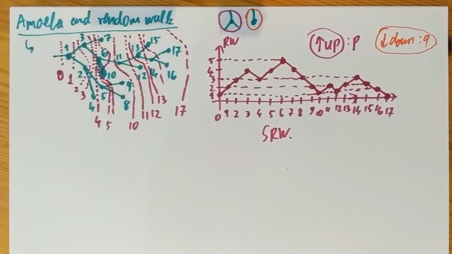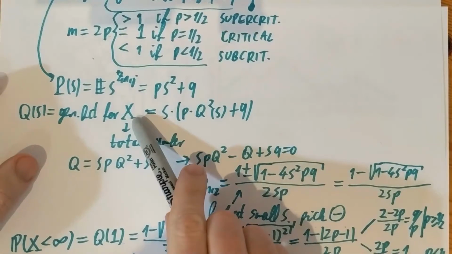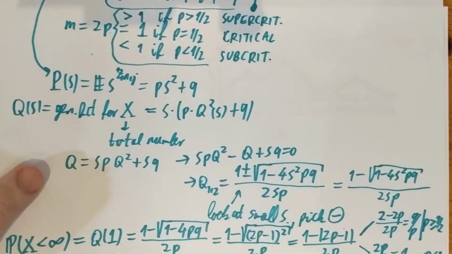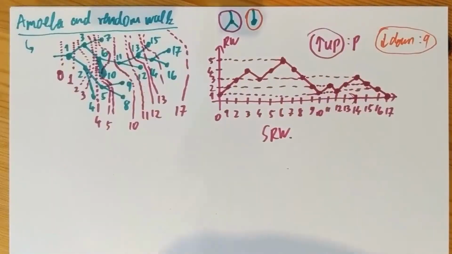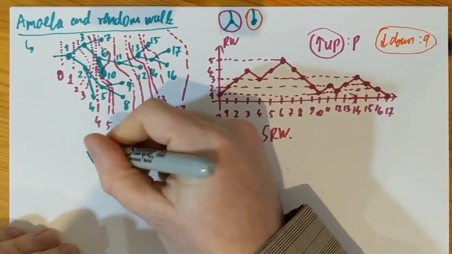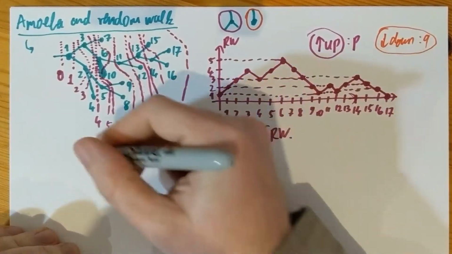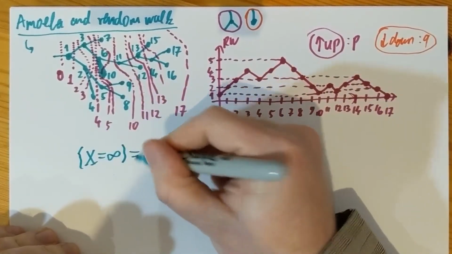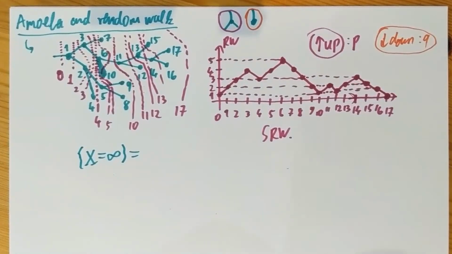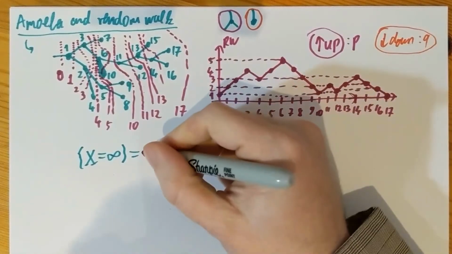Remember we called the total number of individuals x. X was the total number of individuals who ever existed. And so x equals infinity is the same event that the random walk never comes back to the origin.